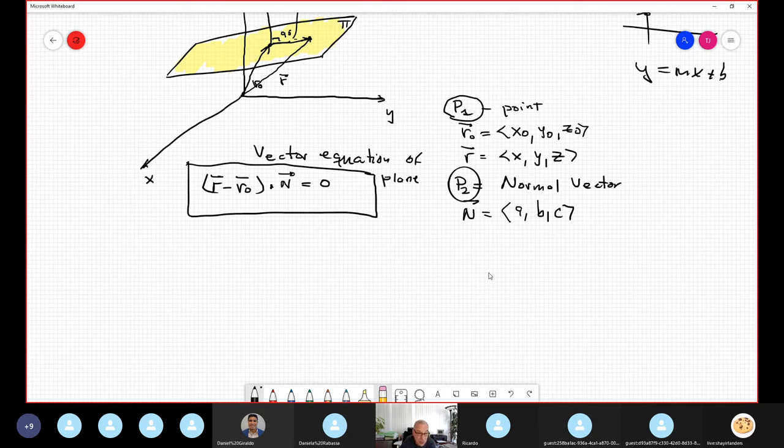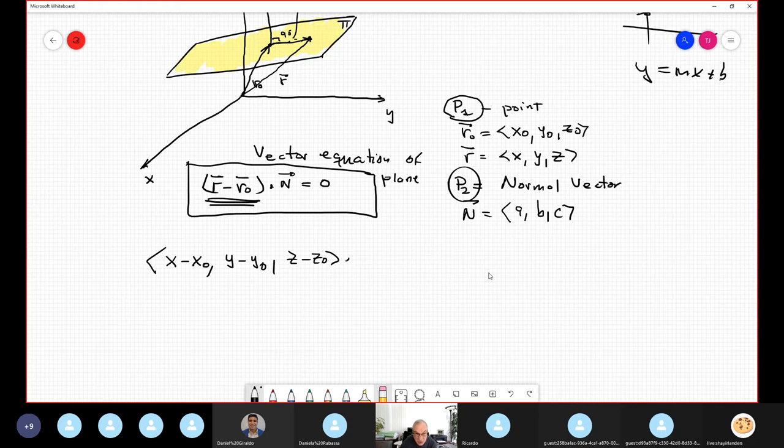Let me translate this to another language. Suppose R minus R null is a vector that is X minus X null, comma, Y minus Y null, comma, Z minus Z null. This is a vector, X, Y, Z minus this. This is a vector between two points, no?